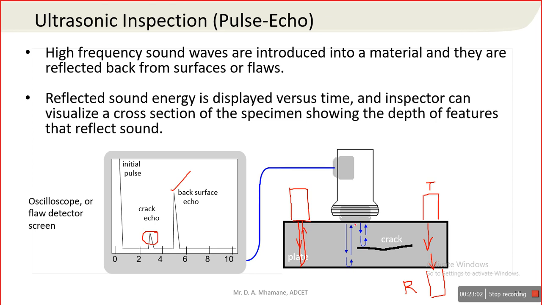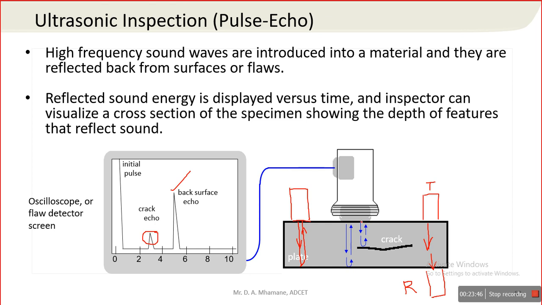As sound waves pass into the material, and when there is an interface between two materials, it loses its energy, meaning the velocity of sound is different in different materials. The velocity of sound in air is different, in steel is different, in aluminum is different. So while scanning any component, there is a minor gap between the transducer and the plate, or we can say component.